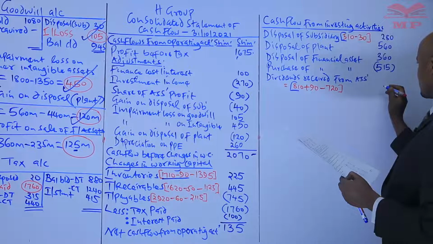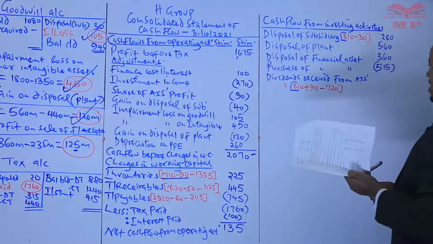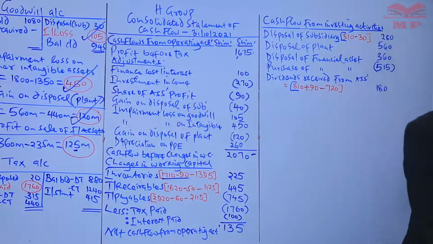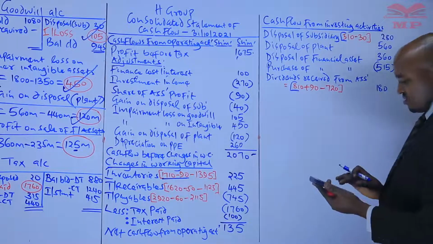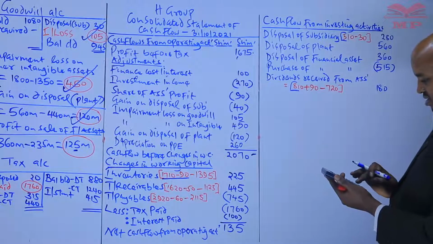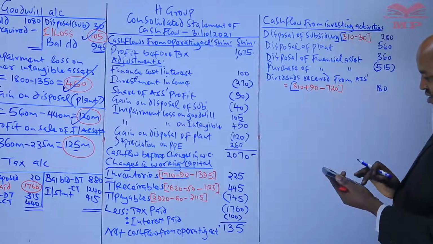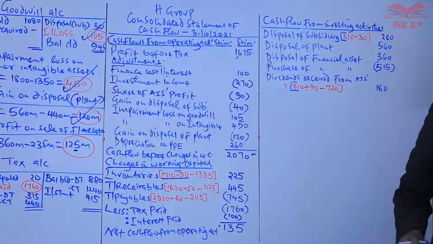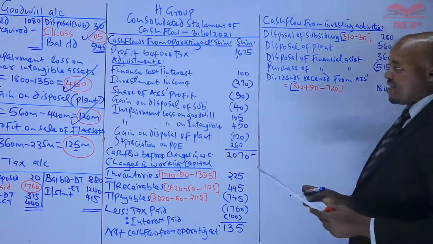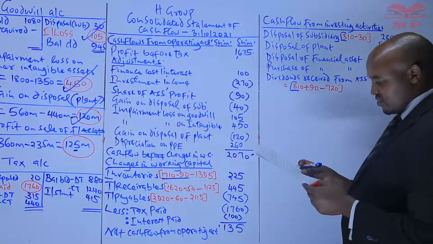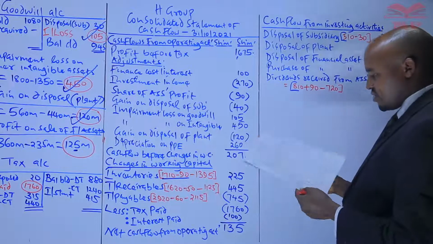Let's just confirm that. We have 810 plus 90 minus 720, which is 180. And basically, these are cash inflows. These are the dividends the parent company received from the associate. What else do we need to take into account here?